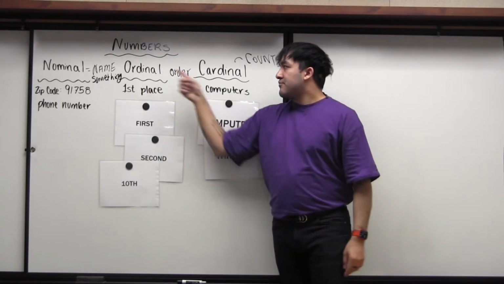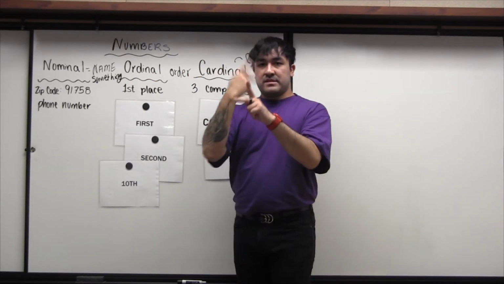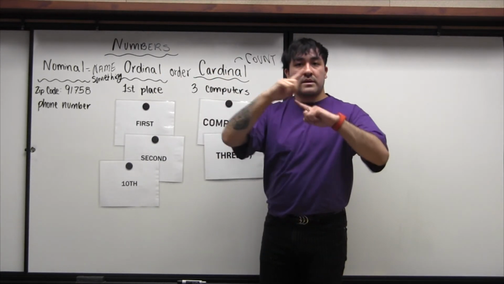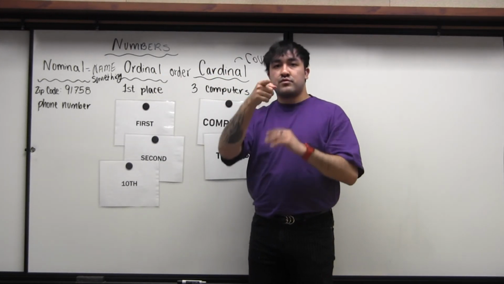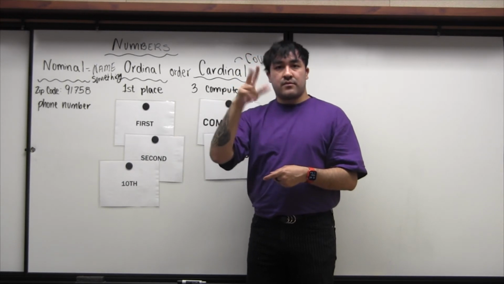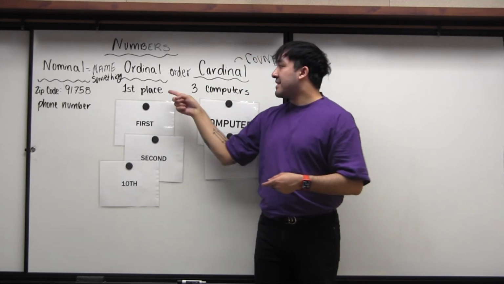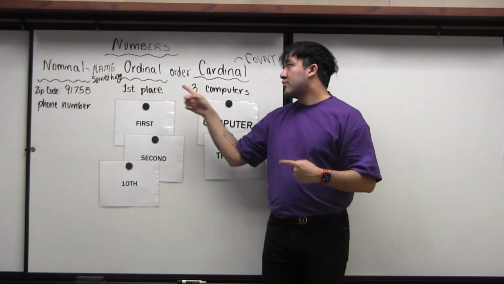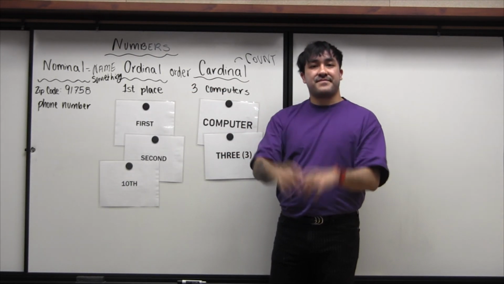So we have cardinal numbers, and we have nominal numbers. Those two are the same. There are a few other different things, but what you really need to know is that for ordinal numbers, you actually have to twist your wrist. In the next video, we will go ahead and see some examples of these different types of numbers and when to use them.